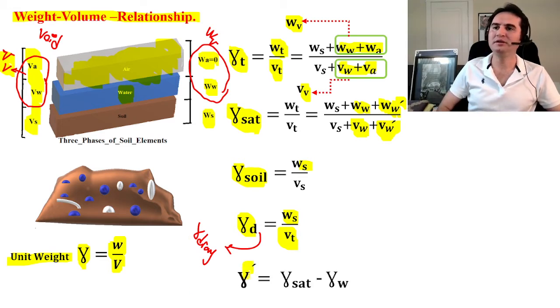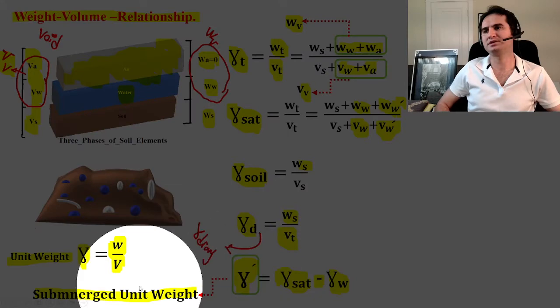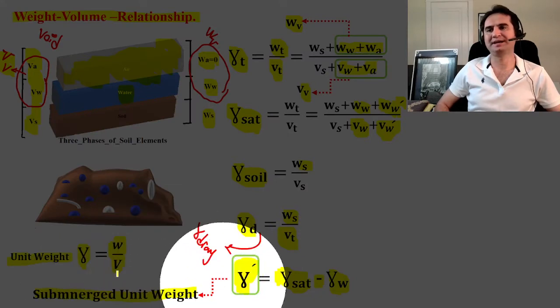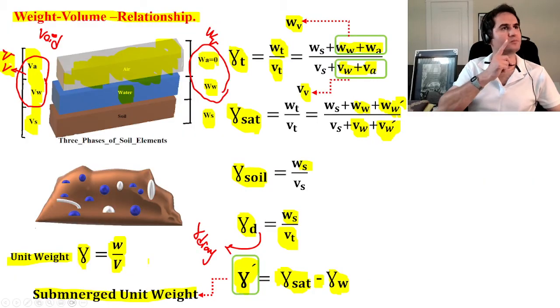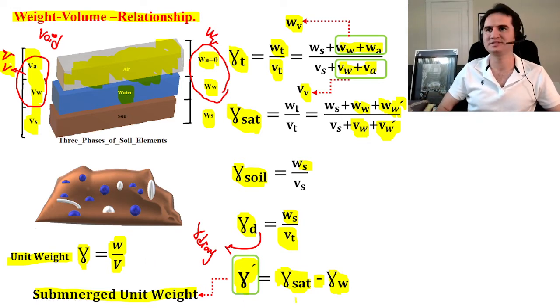And finally, we can have gamma prime, which is gamma saturated minus unit weight of water. And we call that the submerged unit weight. Gamma prime goes by the submerged unit weight. That's gamma prime. We'll review them over and over many times in the course of this semester.